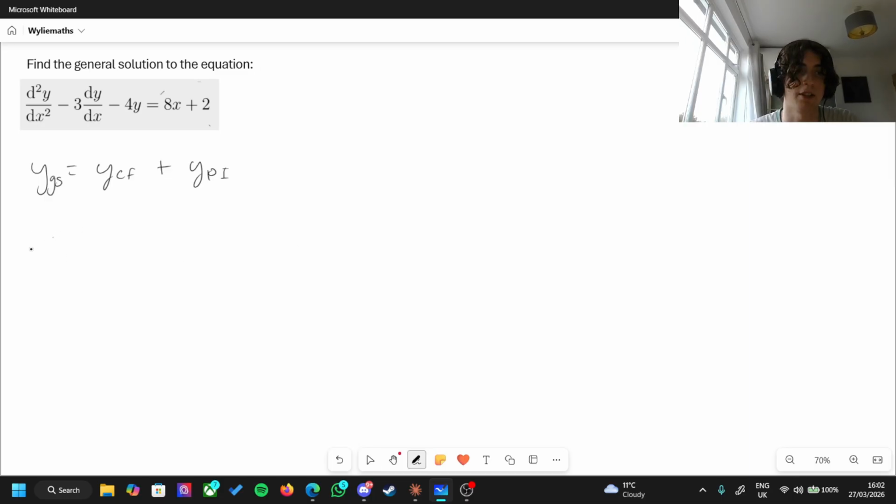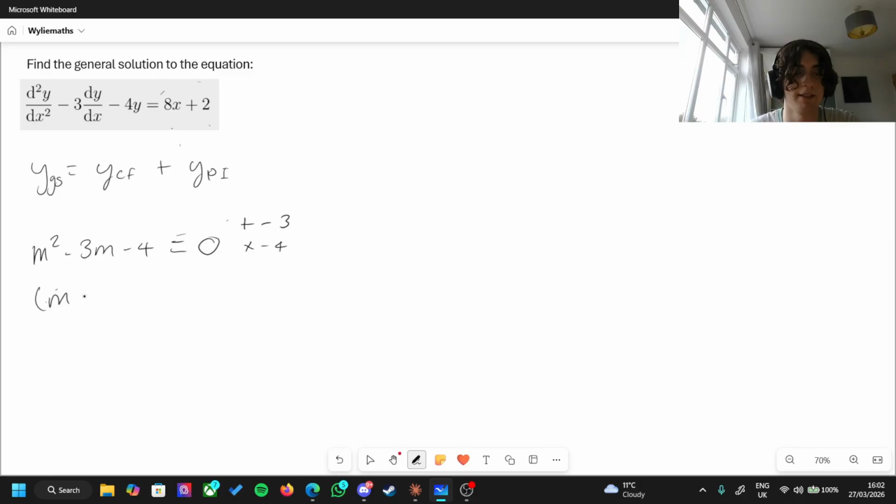So as per usual, we will start with our auxiliary equation. m squared minus 3m minus 4 is equal to, now it is not equal to 8x plus 2. It is still equal to just 0. That's because we are only finding the auxiliary equation. We're just looking for those solutions that come with the e part of our final solution. We're not worried about the 8x plus 2 at this point. We're just worried about the differential part of the equation. So we solve this as per usual. Our solutions to this are two numbers that add to make minus 3 and multiply to make minus 4. That will be minus 4 and 1.